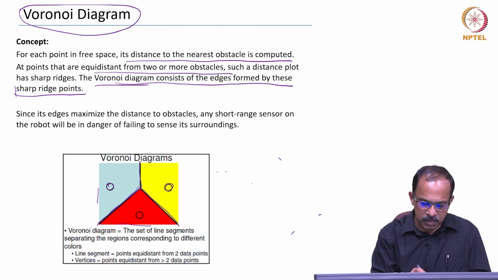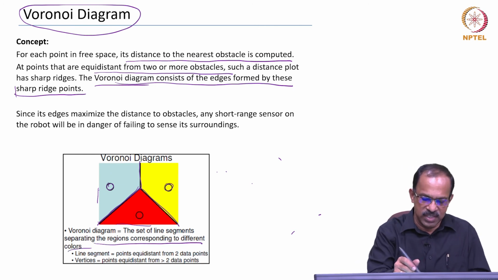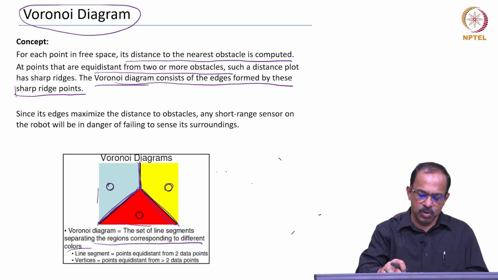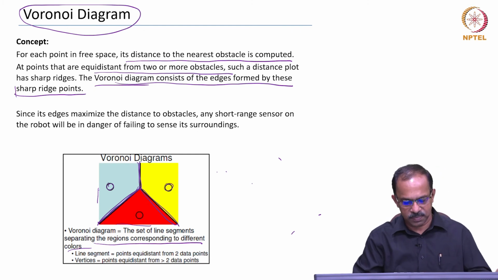Okay, the set of line segments separating the regions corresponding to different colors. In this case it is different colors, so each color will be separate. So, you will be able to get these as the possible paths for the robot, equidistant from all the places.